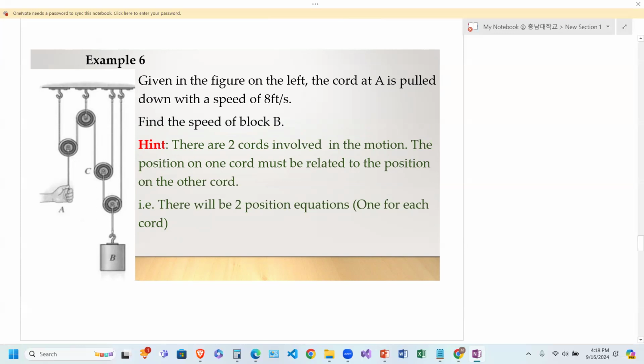So, hint, you need to first of all establish the datum. Then after you have the datum here, you can find the position, and after the position you can differentiate. After differentiating, you have an equation that is going to relate the velocity of A and the velocity of B. So here is the hint. There are two chords involved in this. Realize that we have here two chords, or we can say two ropes.